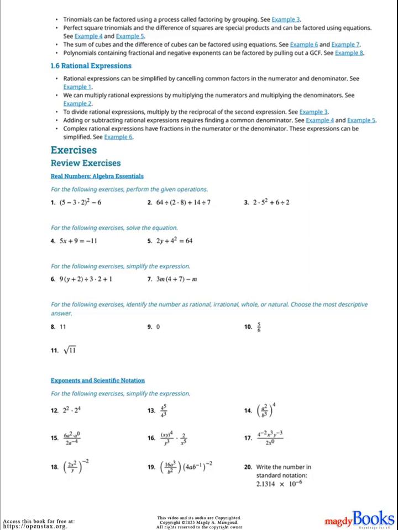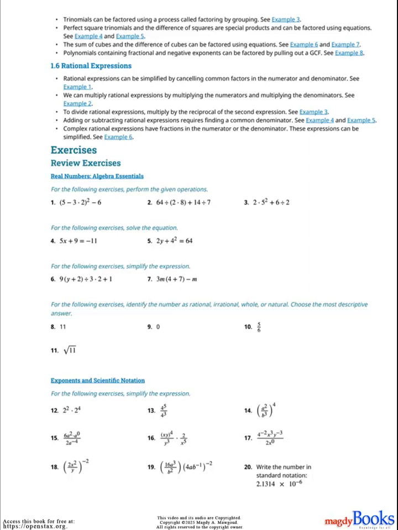1.6. Rational expressions. 1.6.1. Rational expressions can be simplified by canceling common factors in the numerator and denominator. See example 1. 1.6.2. We can multiply rational expressions by multiplying the numerators and multiplying the denominators. See example 2. 1.6.3. To divide rational expressions, multiply by the reciprocal of the second expression. See example 3.